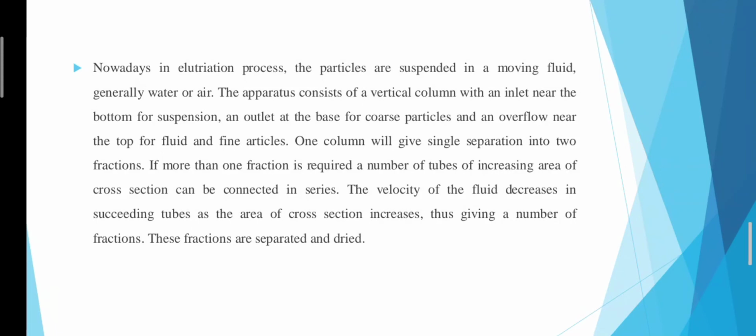If more than one fraction is required, a number of tubes of increasing area of cross section can be connected in series. The velocity of the fluid decreases in succeeding tubes as the area of cross section increases, thus giving a number of fractions. These fractions are separated and dried. This is a very simple elutriation method. Basically, with the help of density we separate out particles.